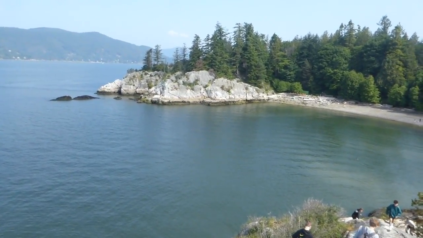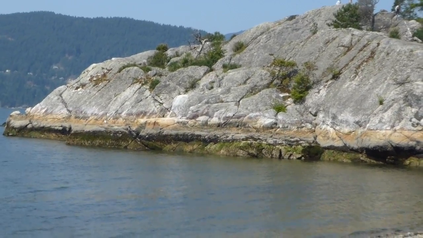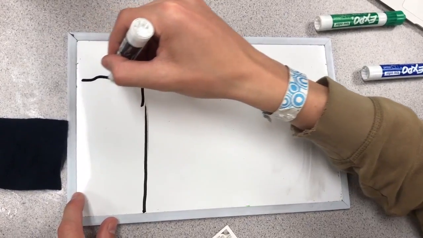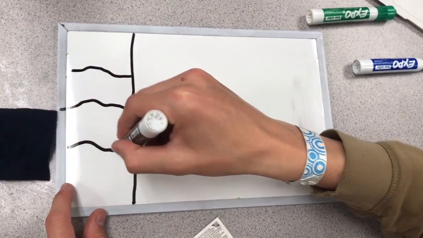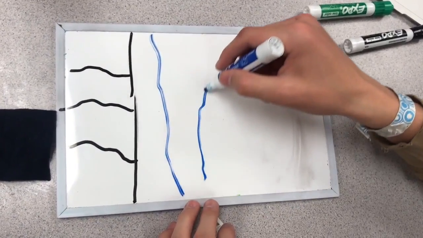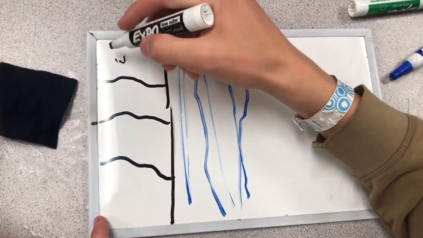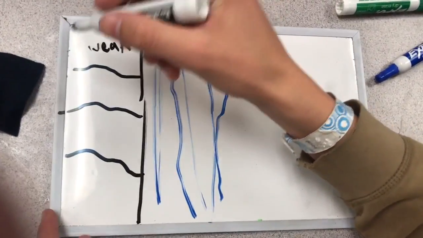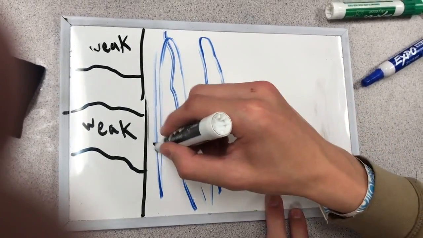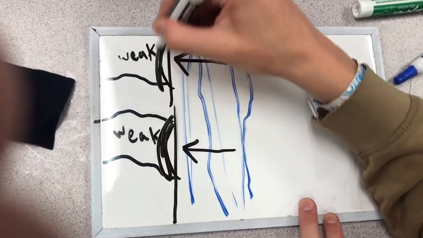This small cove of water is called a bay. This is a headland. This is how a bay and headland is formed. This is the land. The land is divided up between weak or strong land material. Here, you can see how it's divided between weak and strong. These are the arrows of the destructive waves eroding away the weak area of land.